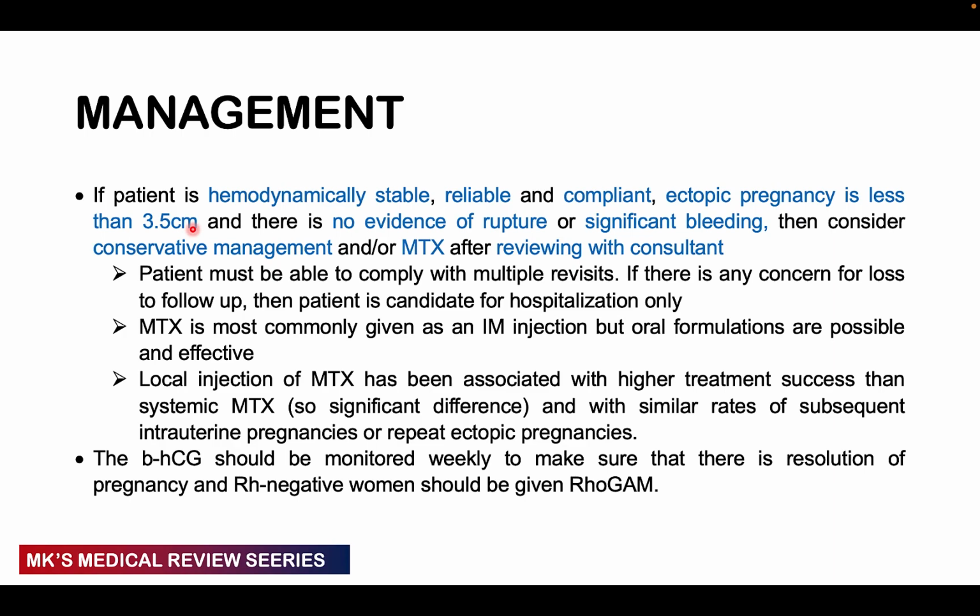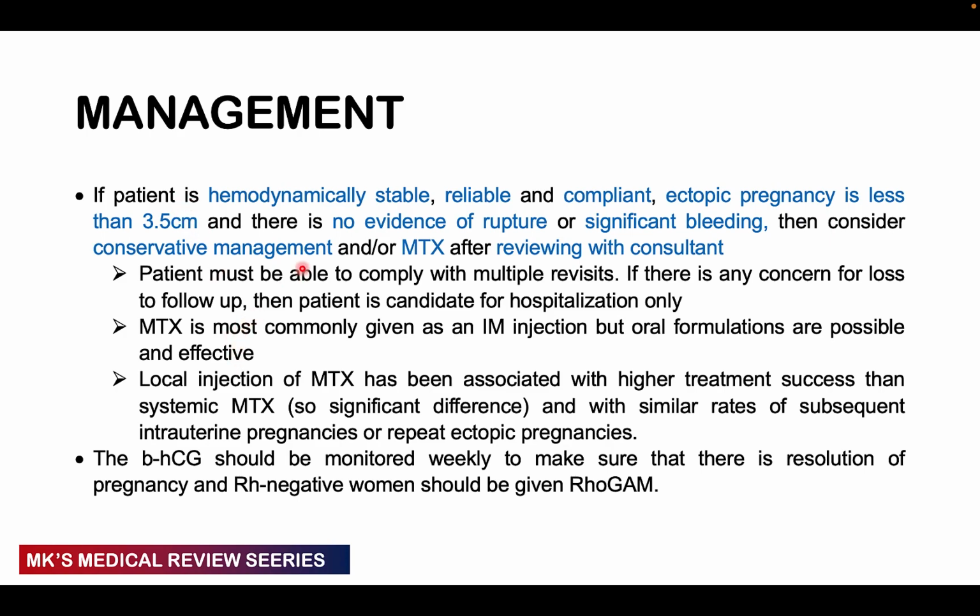The patient must follow this strict criteria. They must be hemodynamically stable. They must be reliable and compliant, meaning they'll take the medication and they'll come back for review. And the ectopic pregnancy must be less than 3.5 centimeters. And of course, there should be no evidence of rupture or significant bleeding. It's very rare in our setup here that we manage patients conservatively because most of them don't really come back for review. So for all patients with suspected ectopic pregnancy in our setup, we just use the surgical treatment.